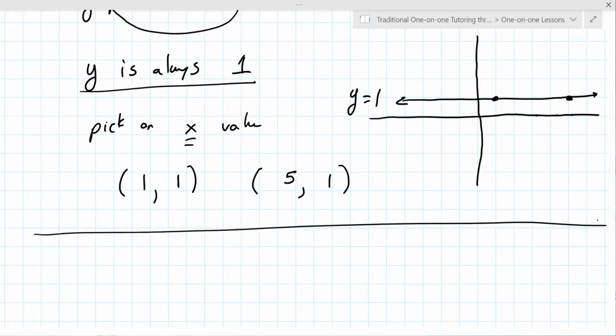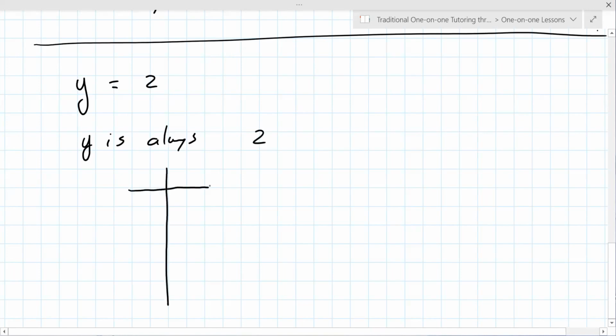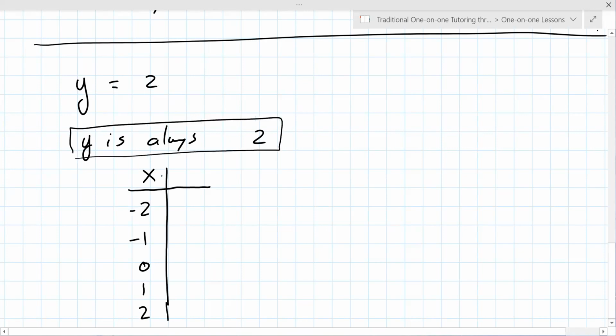Let's look at another example. Let's say y is 2. This means y is always 2. So let's make a table this time. X is -2, -1, 0, 1, and 2. What is y? Y is always 2. So let's say x is -2. What's the value of y? Y is always 2.